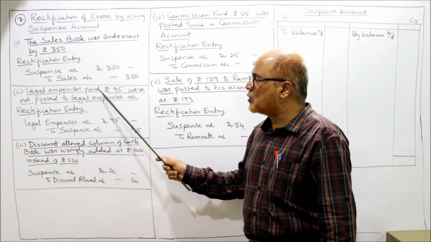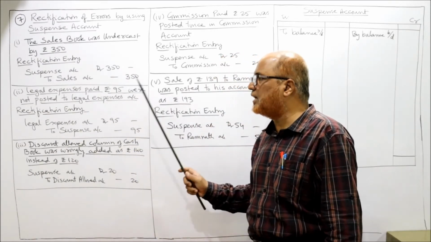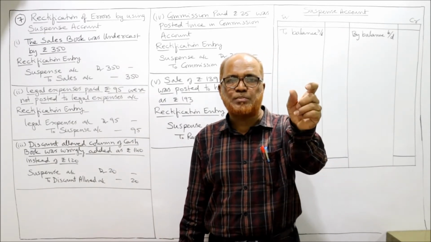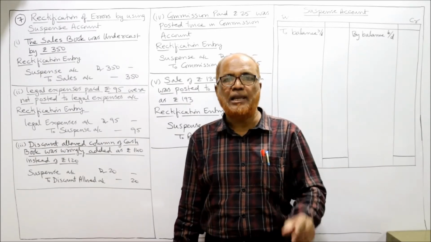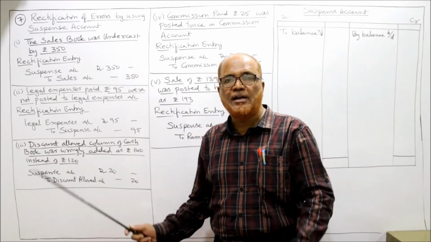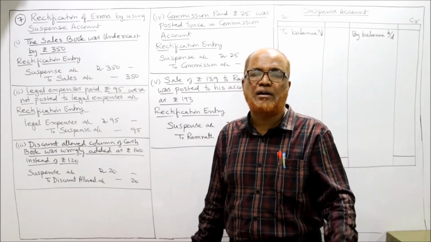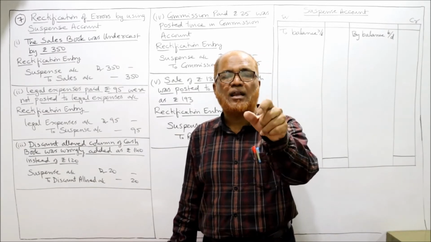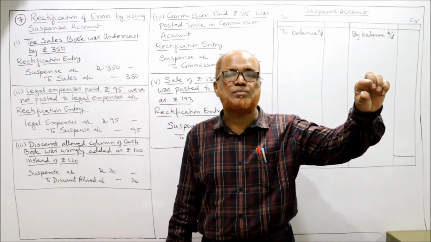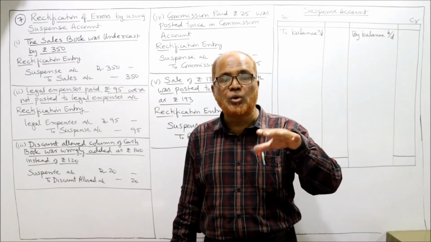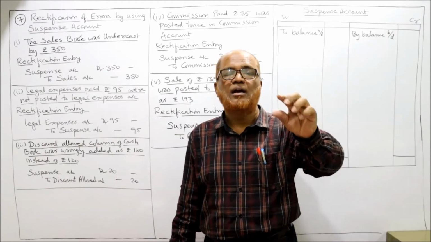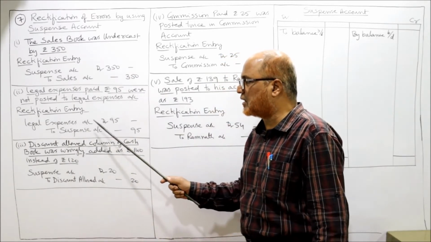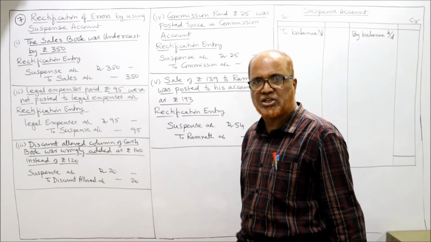Second, legal expense rupees 95 were not posted to legal expenses account. Legal expenses paid. The entry will be legal expenses account debit to cash. Legal expenses should have been debited, but it is saying that legal expenses was not debited. So if there is no suspense account, we would have just written one sentence: the error can be rectified by debiting legal expenses account. But here we have to use the suspense account, so we pass the entry legal expenses account debit to suspense account. 2 errors we have rectified.